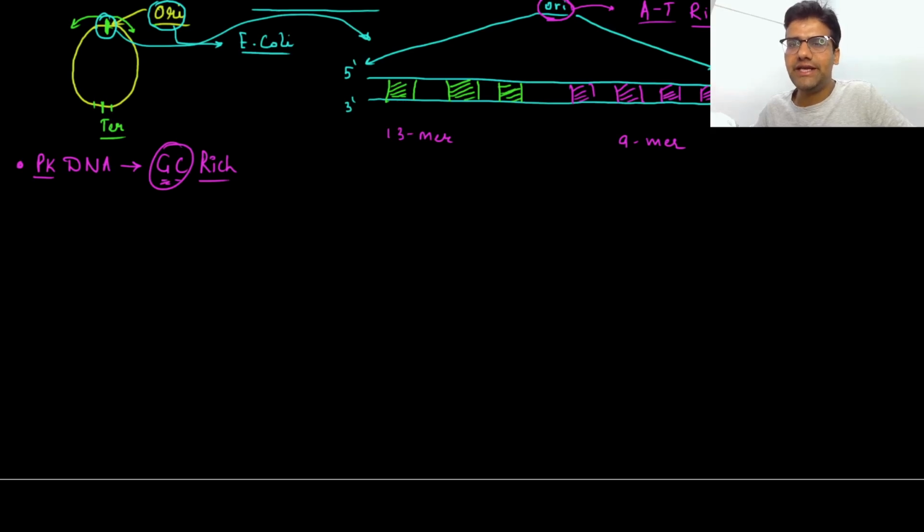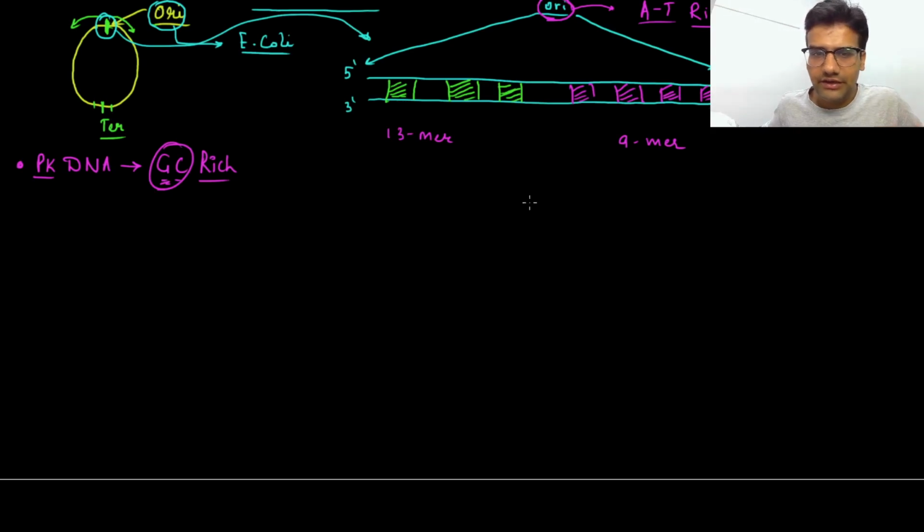That means the amount of adenine and thymine will be present in more quantity compared to the rest of the DNA which is GC rich, because now we have to start the process of replication. Okay, we have to separate these two strands, and for separating, there should be a region which we can easily separate. Therefore this region is basically AT rich DNA.